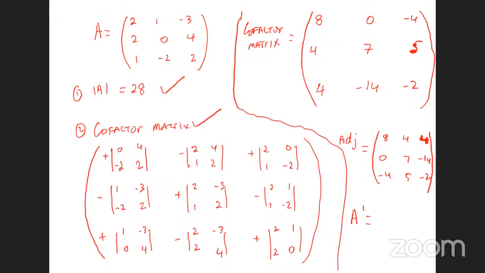And your last step is A inverse is 1 over the determinant times the adjoint. Right? I'll put it on the next slide. So that's the way you find the inverse. All that just to find the inverse, yeah. It's up to you.